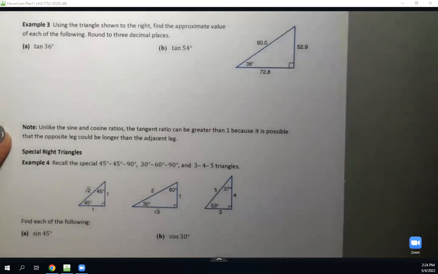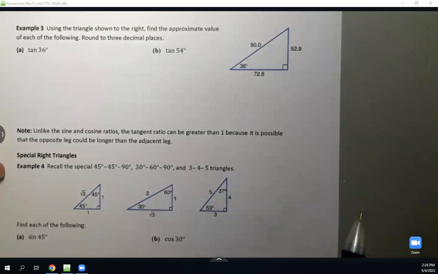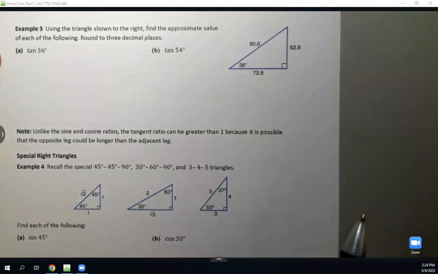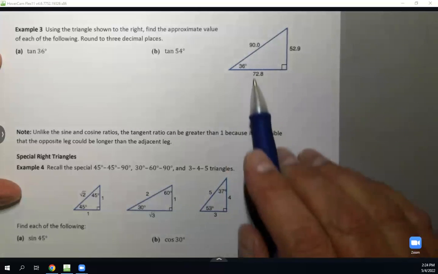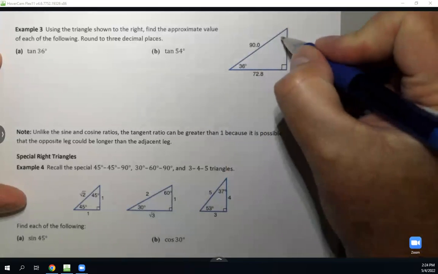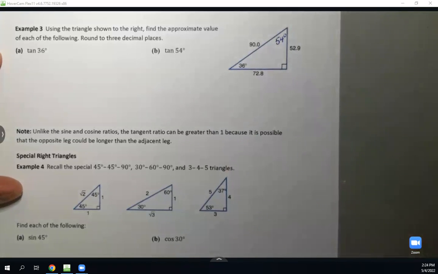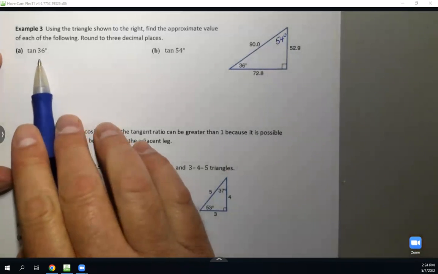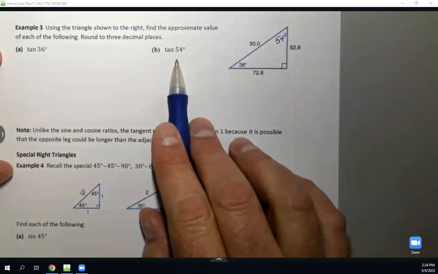Example 3, using the triangle shown to the right, find the approximate value of each of the following. Round to 3 decimal places. So the same right triangle, 36-degree angle down here, which means we have a 54-degree angle up here. What is the tangent of 36 degrees and what is the tangent of 54 degrees?